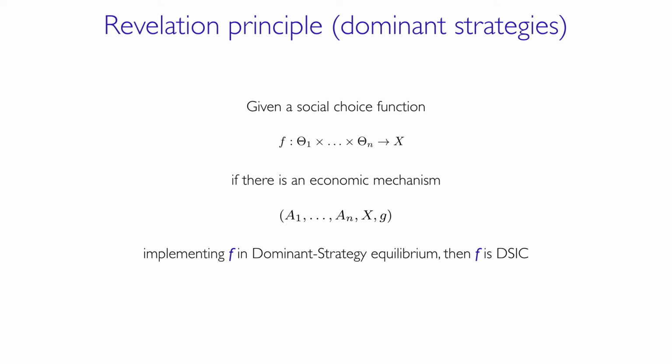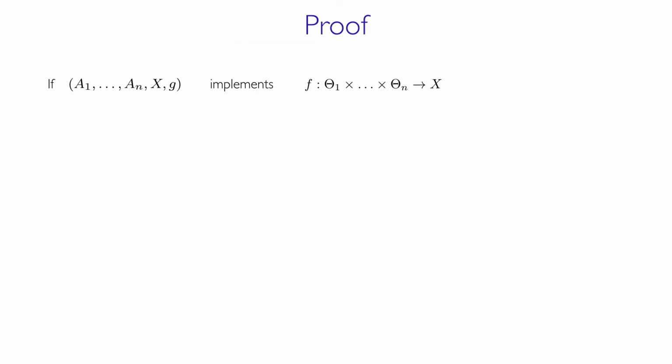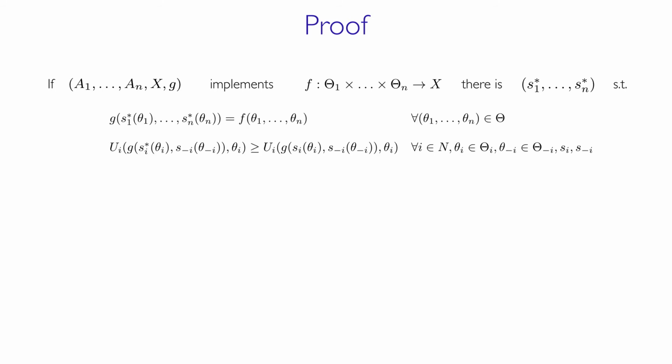Here is the statement of the revelation principle. Given a social choice function, if there is an economic mechanism that implements it in dominant strategy equilibrium, then such a social choice function is dominant strategy incentive compatible. Here is the proof. If an economic mechanism implements a given social choice function, there are equilibrium strategies such that these two conditions hold.